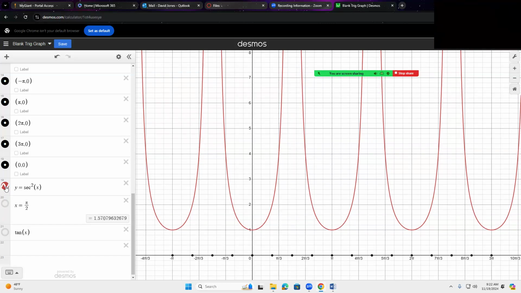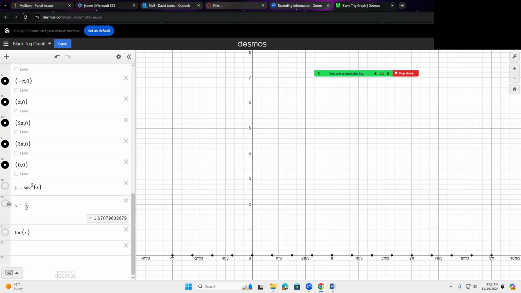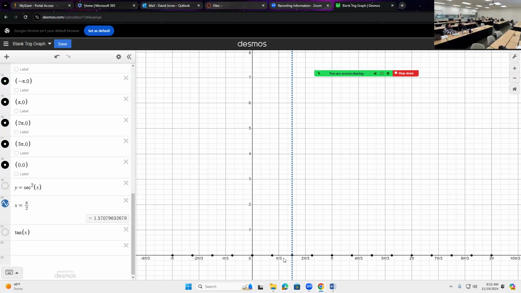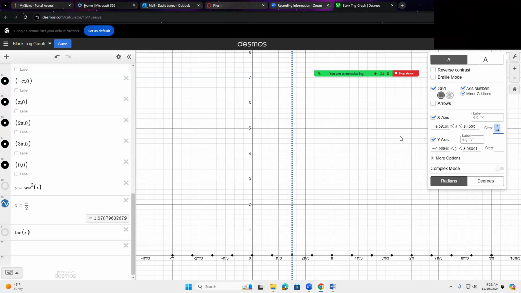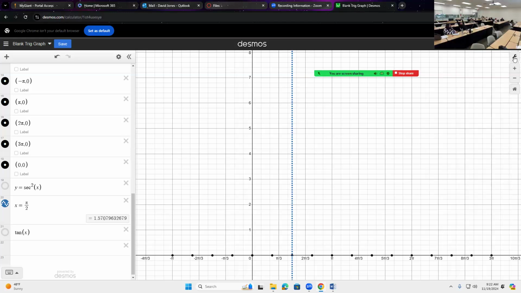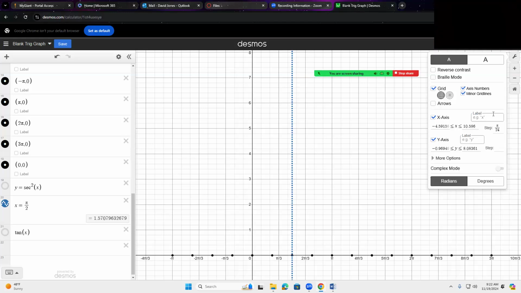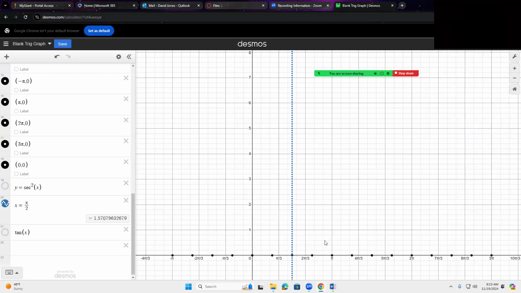I have a question. How do you change the numbers into radians? I went to settings and did step size. I changed step size to say pi over something. So you just put pi, and it'll change it to make it look like radians. Oh, okay.